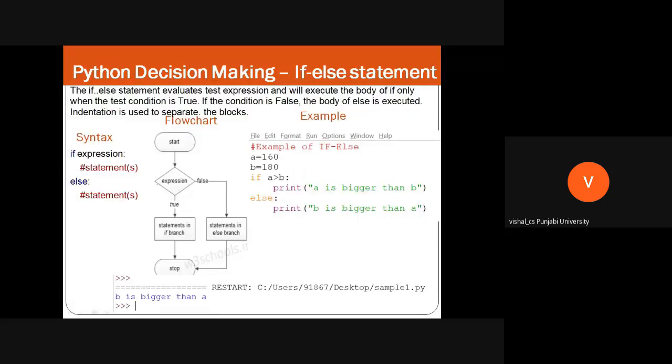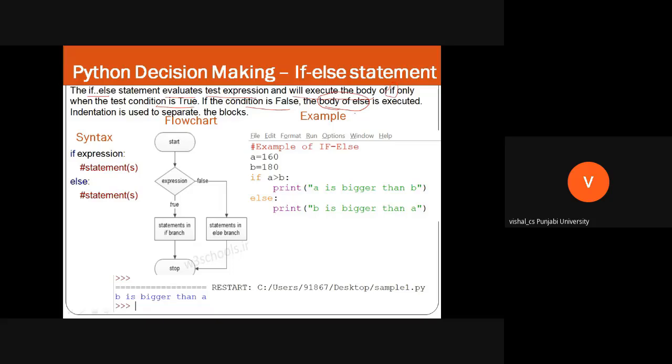Now we are moving towards the next type, that is if else. Previously we have seen only the if, where something happens only if the condition is true. Now the if else statement has two components. What does it evaluate? It evaluates the test expression, and then it will execute the body of if only when the test condition is true. And if the test condition is false, the body of else will be executed.